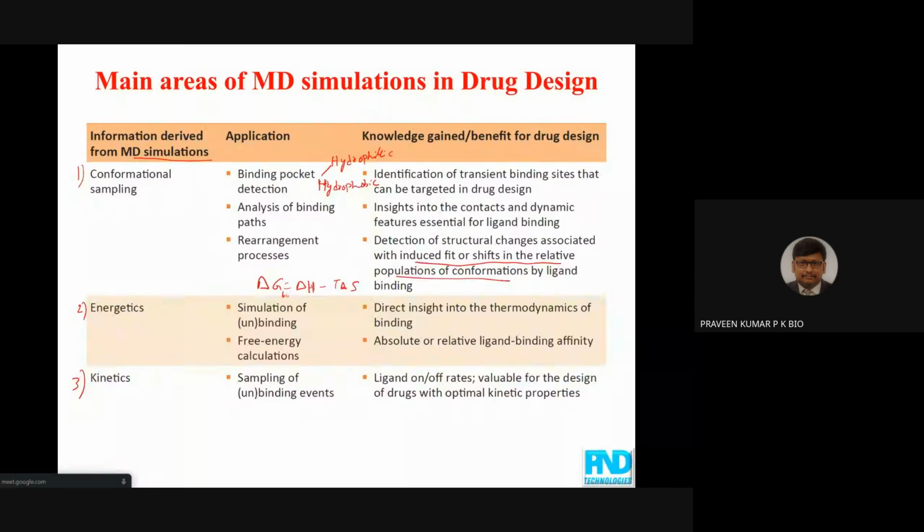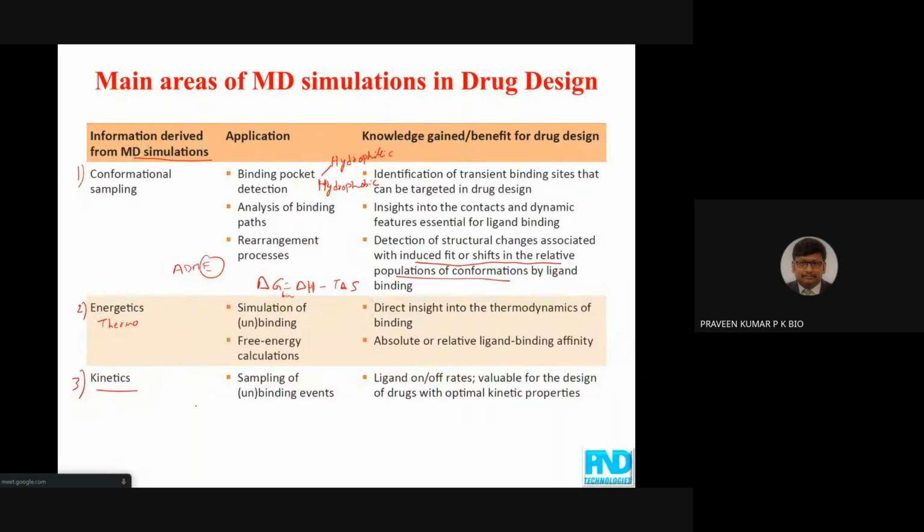So this is a simulation of binding and unbinding. Through that we can calculate how much drug is taken and how much drug is going to be excreted. In pharmacokinetic properties, in ADME properties, there is one property called excretion. So this can lead you to calculate the skin permeation value. And free energy calculations, absolute or relative ligand binding affinity, and sampling of something related to kinetics. So this is related to thermodynamics, and this is related to kinetics.